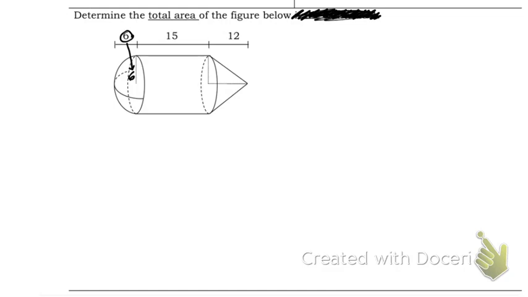Now we're just doing surface area. I'm trying to figure out how much paint I'd have to buy to paint this object. So we're just going to separate it into parts. The first one we're going to do is our hemisphere. Well, the surface area of our hemisphere is just going to be 4.